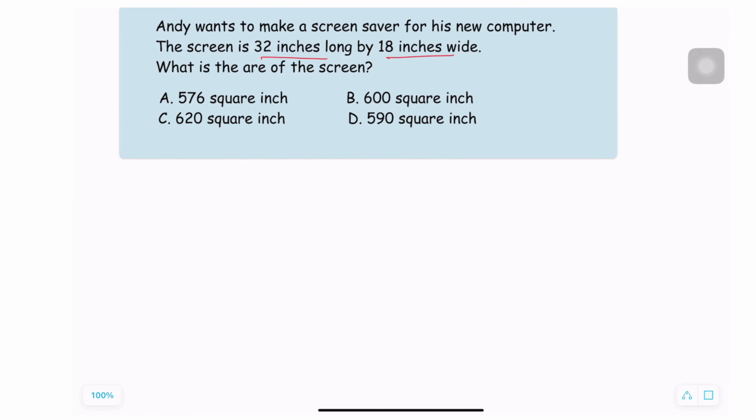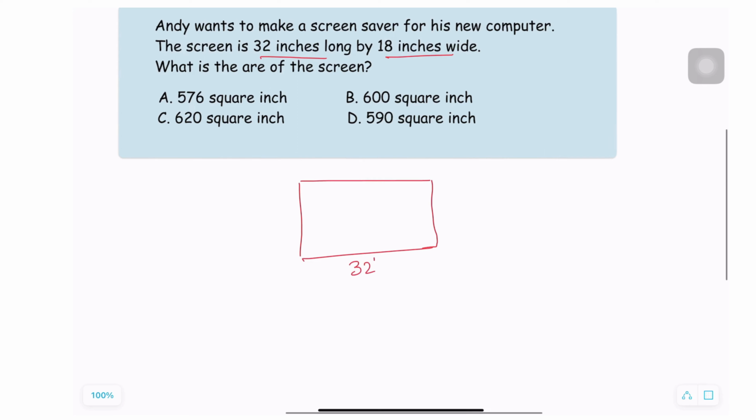So let's draw a screen. Let's assume this is the screen. He wants to make a screensaver for this. The screen is 32 inches long and 18 inches wide. Straight away in this question, they are asking what is the area of the screen, right? People who know area and perimeter can do it. If you don't know, not to worry, we will learn here.